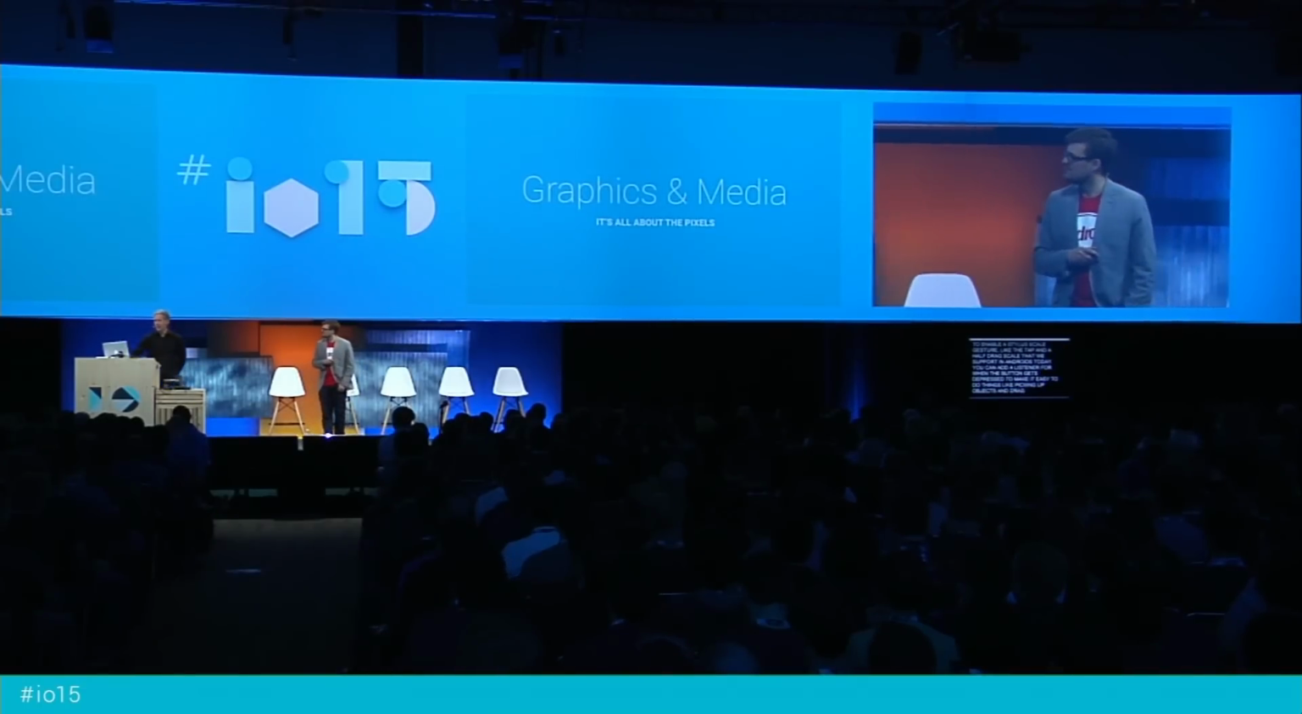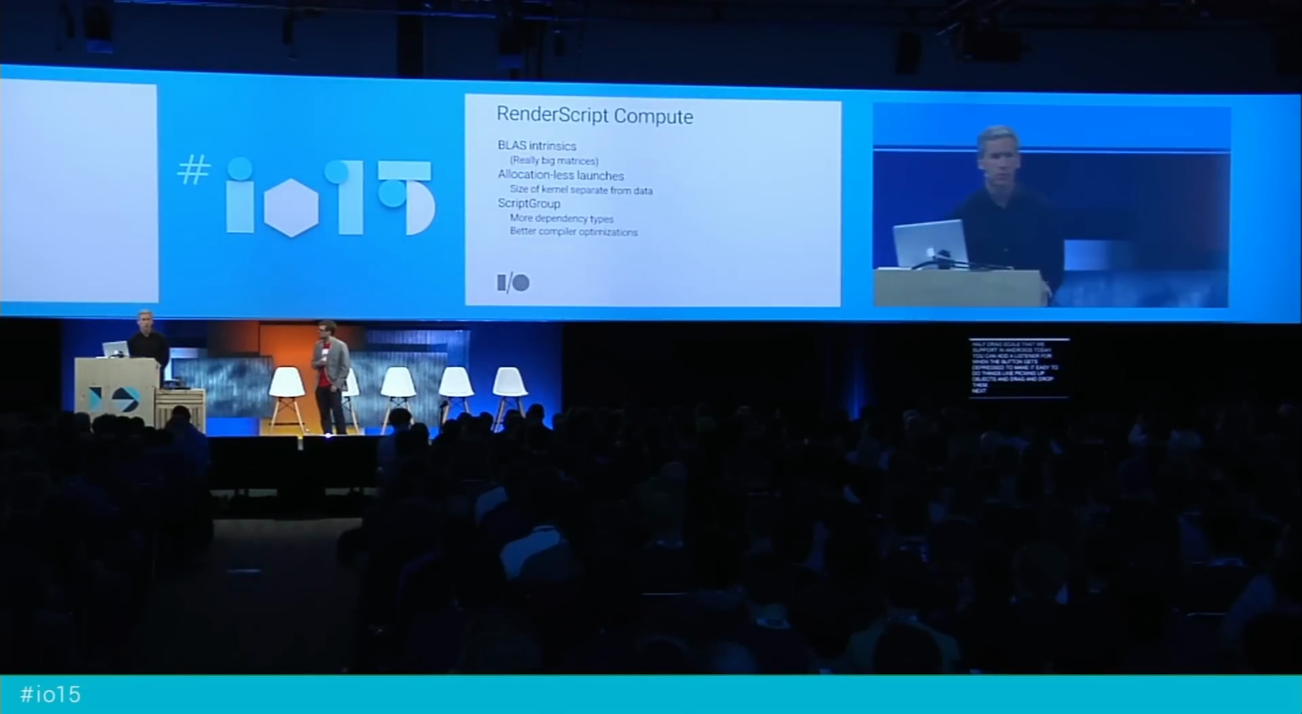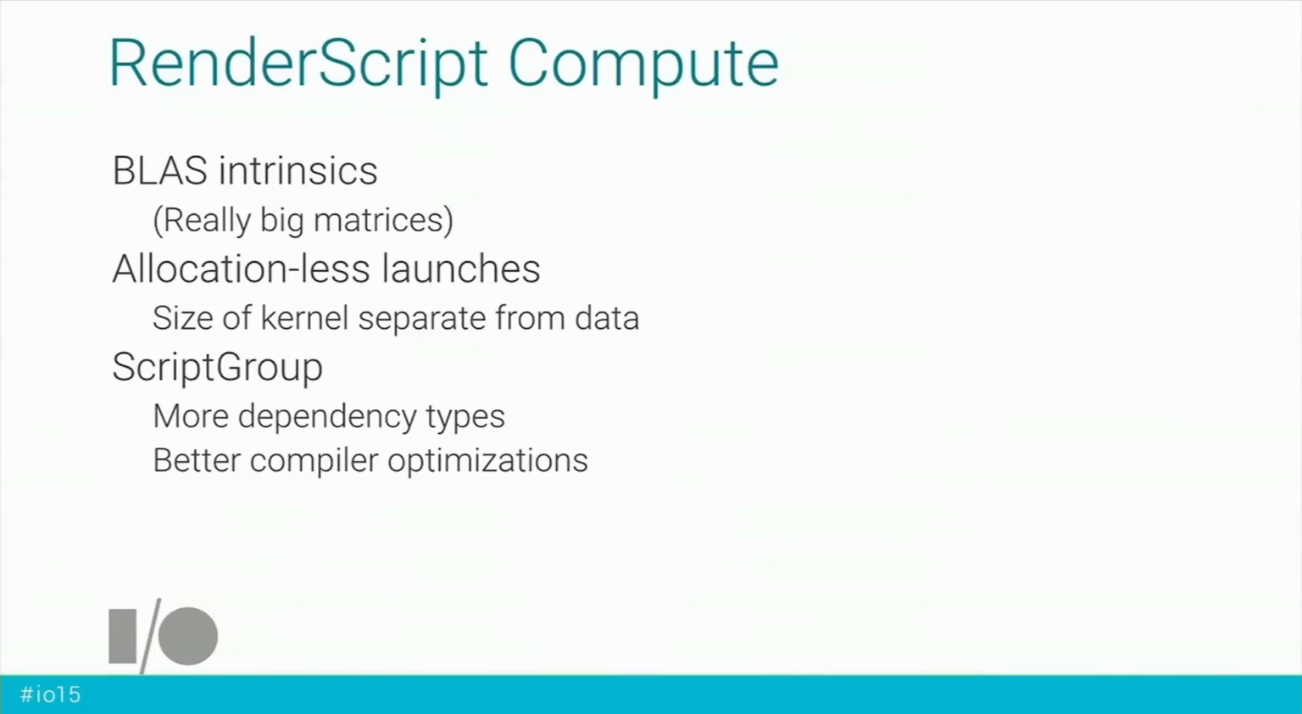Now let's talk about graphics and media. RenderScript Compute, some incremental changes there. So support for BLAS. Who knows what BLAS is, of course? Basic Linear Algebra Subprograms. I think there are actually crickets in here. Really big matrices for calculating really big things. Allocationless launches, so you can have the size of the kernel that's not directly associated with the data itself, and script groups, more optimizations for launching these things that then will execute together.